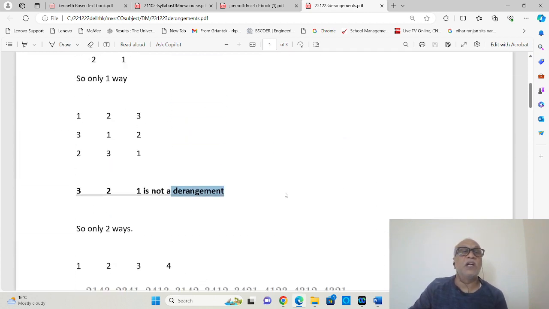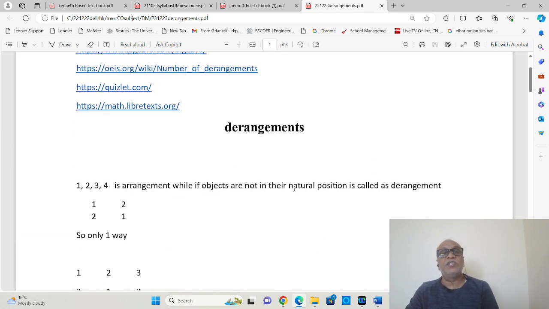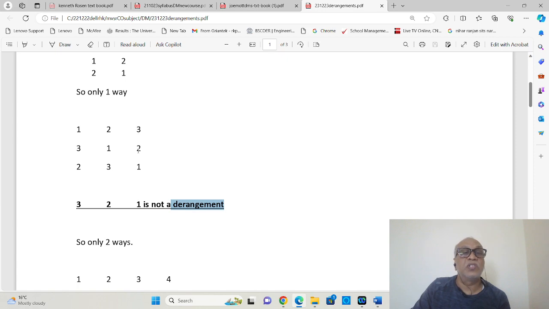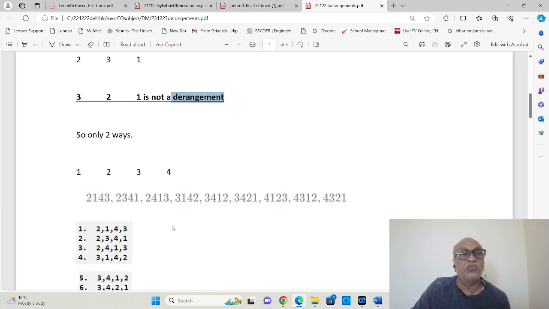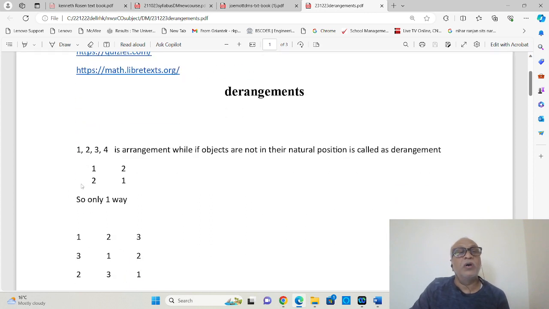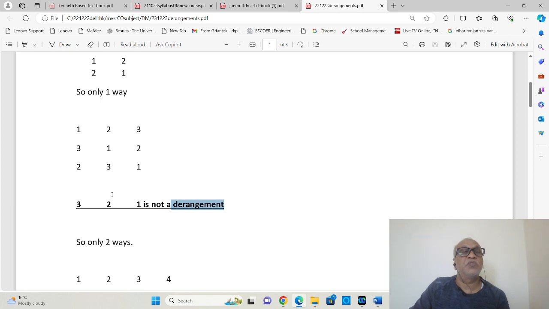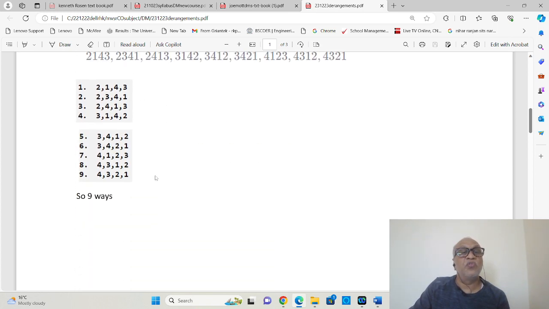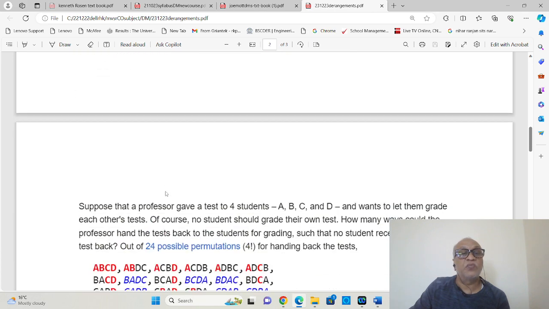So let us go back again. What is derangement? Natural position should not be there. 1 should not be at 1's place, 2 should not be at 2's place, 3 should not be at 3's place, 4 should not be at 4's place. So for these two objects, one derangement is possible. For these three objects, two derangements are possible. For these four objects, 9 derangements are possible.